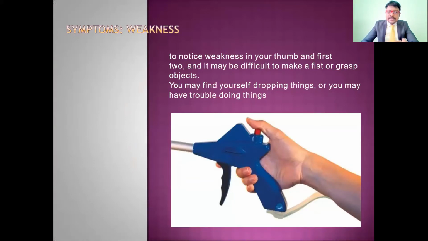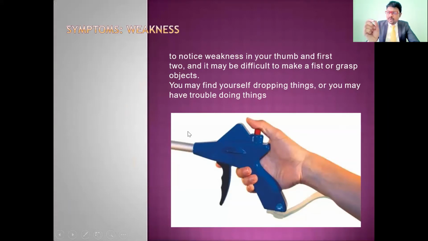The other symptoms are that they may get weakness in the grip, especially in the grip muscles. So they are unable to carry any weights or hold small objects. These are the difficulties for people who have carpal tunnel syndrome. They may notice weakness in the thumb and the first two fingers, and it may be too difficult to make a fist or grasp objects.